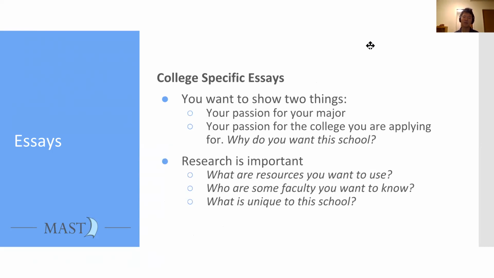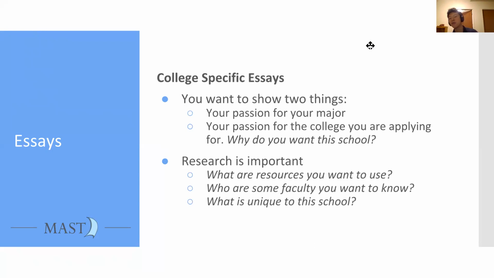So after your Common App essay, there are also college-specific essays. So generally, the rule of thumb for your college-specific essays is that through these essays, you want to show 2 things, right? Your passion for your major or your passion for the college you are applying for. Why do you want this school specifically, right? This is why research in your college-specific essays is very important, right?